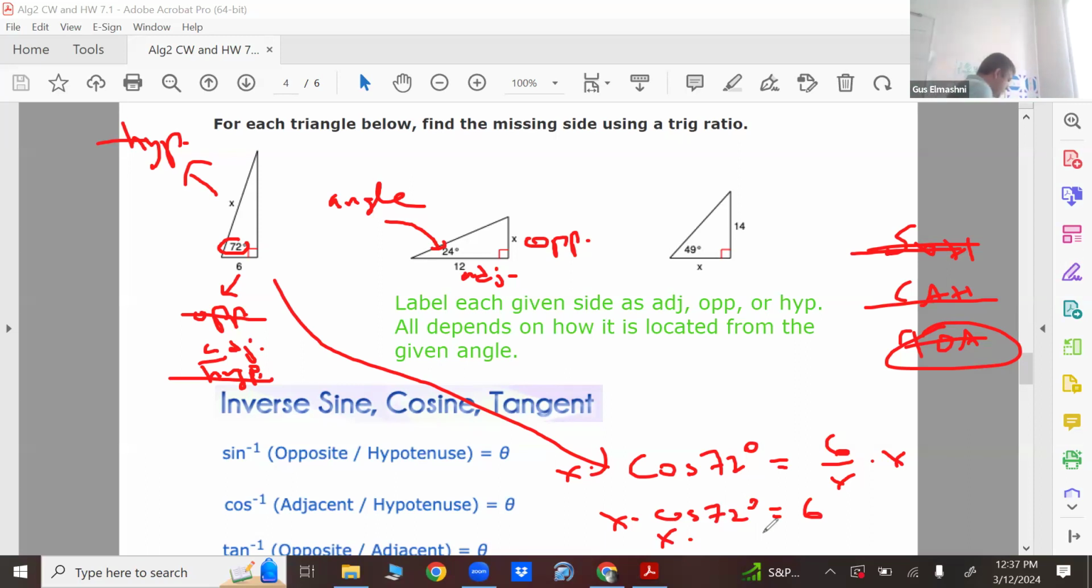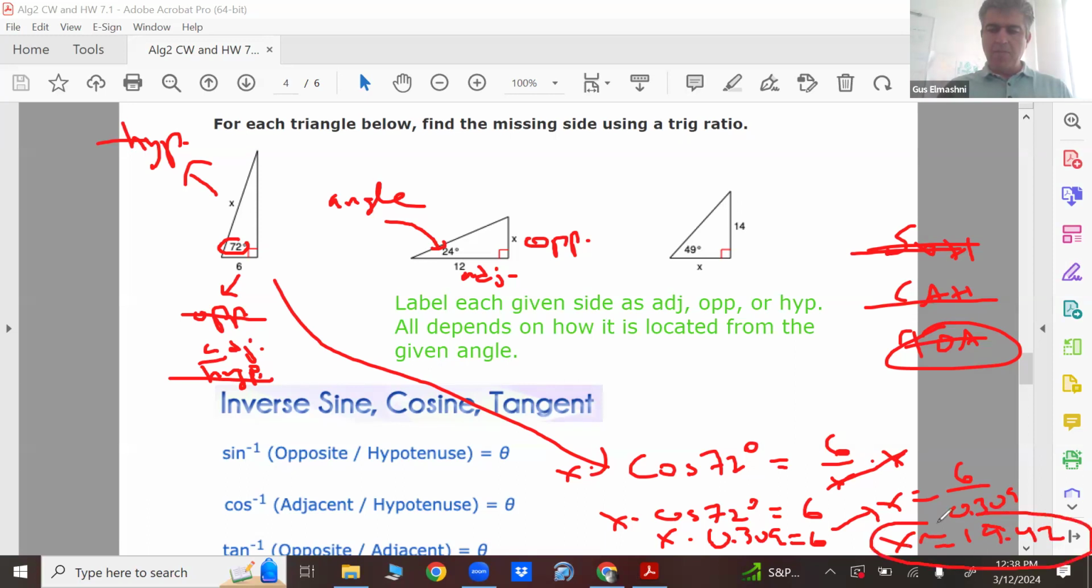And then use a calculator to work that out. Let's see here. Cos of 72 is 0.309. X is 6 over 0.309. X is roughly 19.42. Yeah, X is 19.42. Hopefully you guys can read that. It might be a glare. Let me know if you have a hard time reading that. 19.42.